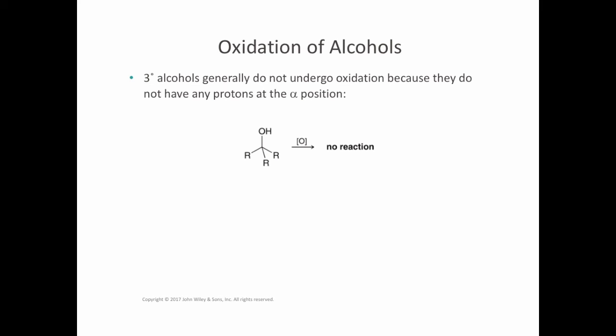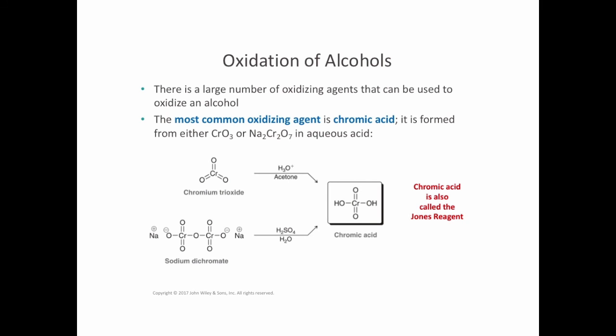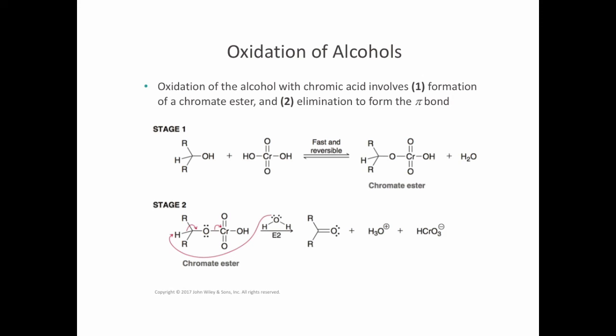Tertiary alcohols generally do not undergo oxidation because they don't have any protons at the alpha position. The most common oxidizing agent is chromic acid, which is also called the Jones reagent. And it is formed either from chromium trioxide in the presence of acid and acetone, or sodium dichromate in the presence of acid and water. You don't need to know this mechanism, but essentially a chromate ester is formed, which is then eliminated to form the pi bond of the carbonyl.